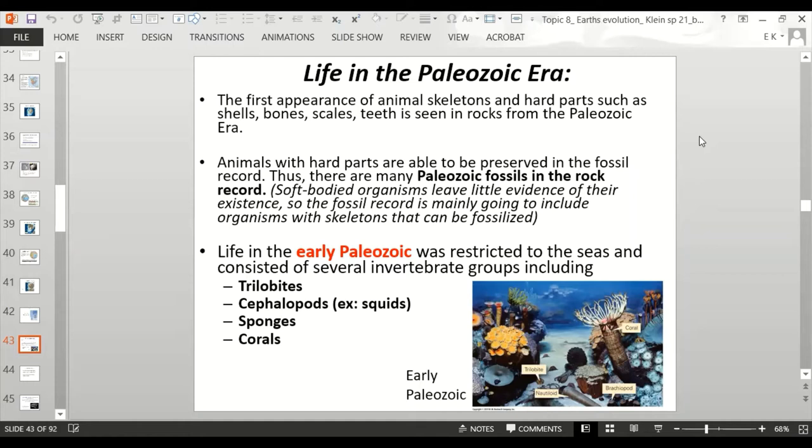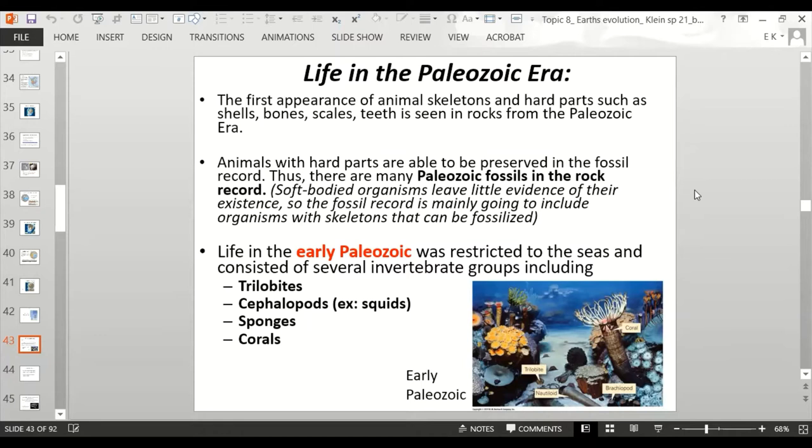So once we had animals with hard parts, they're able to be preserved in the fossil record more easily than soft-bodied organisms. If you think about a soft-bodied organism like a jellyfish, that type of organism is not going to leave much evidence of their existence in the fossil record. So most of our fossils include organisms with hard parts, which we start to see in Paleozoic rocks.